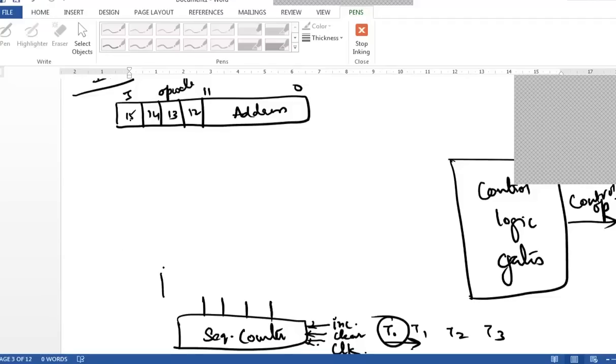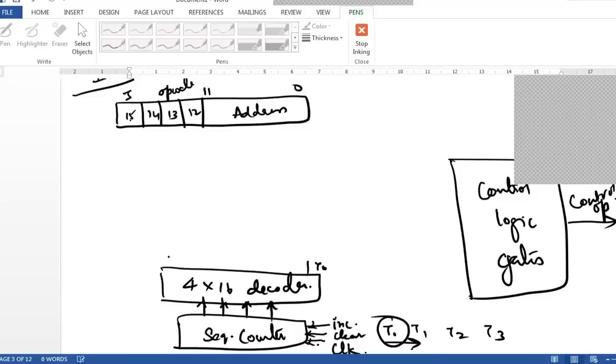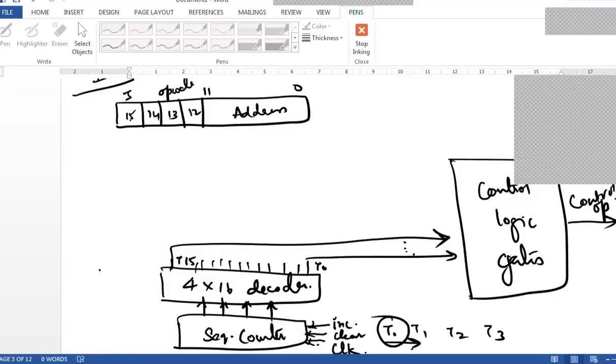Now this 4-bit sequence counter is provided as an input to a 4x16 decoder. This is a 4-bit counter, so it is capable of generating how many different timing signals? T0 to T15. These timing signals, from the sequence counter, it would generate with the help of a decoder. So these are your timing signals. All these T0 to T15 timing signals are provided to your control logic gates.